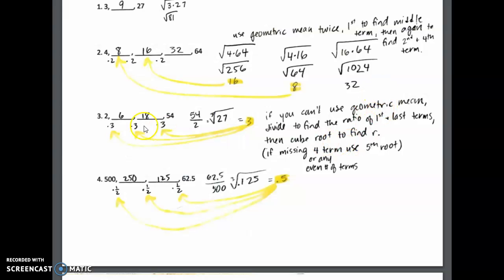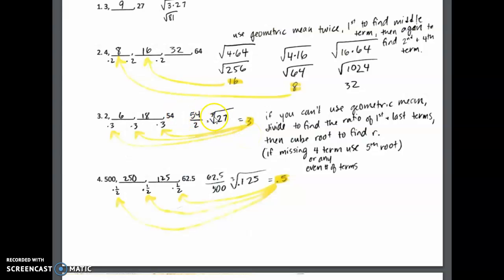So anytime we're missing 2, 4, 6, 8, any even number of terms in a geometric sequence, we can't use the geometric mean. We're going to divide our first number by our last number to find the ratio of those terms, and then do one more than your missing number of terms, that root, to find the common ratio.